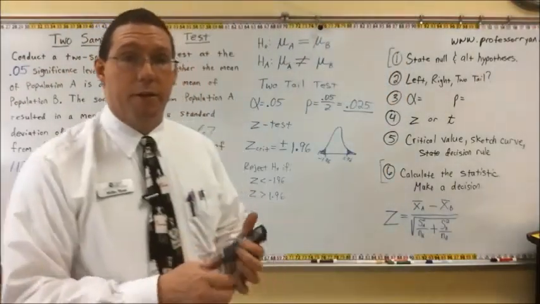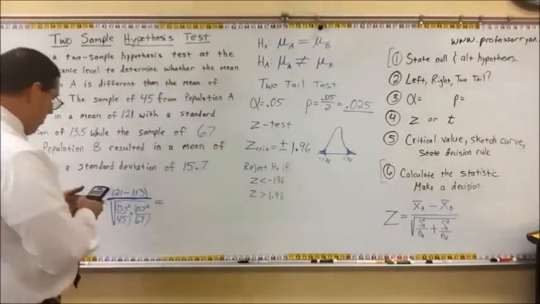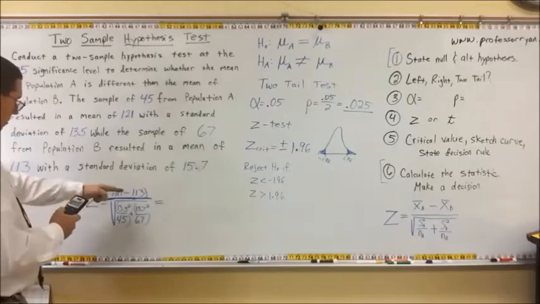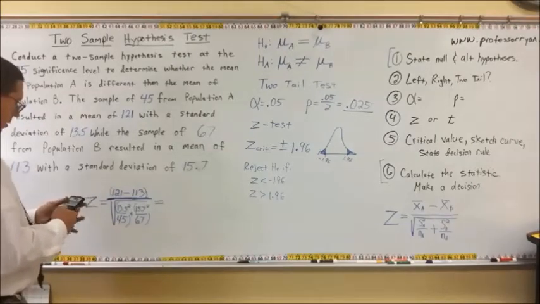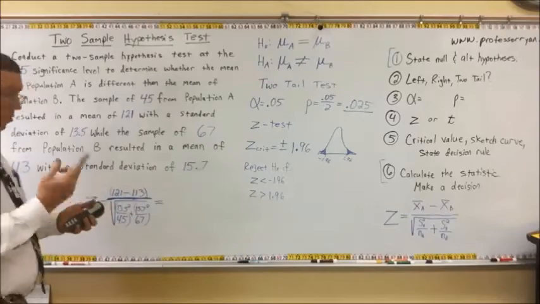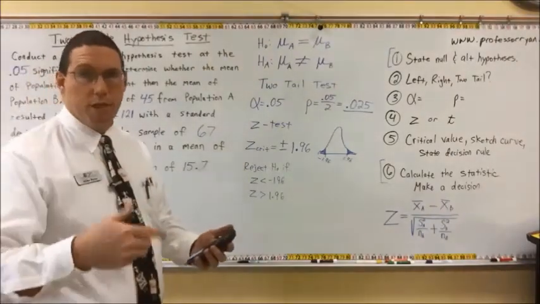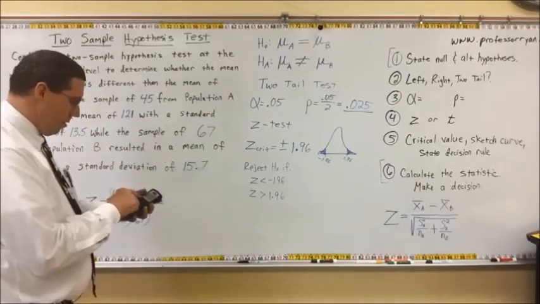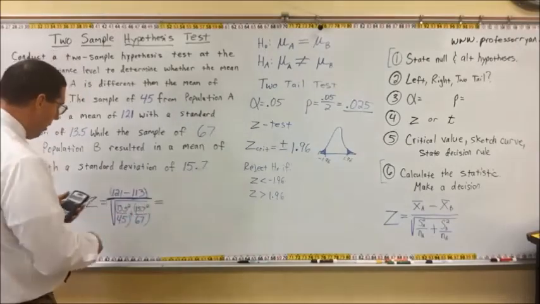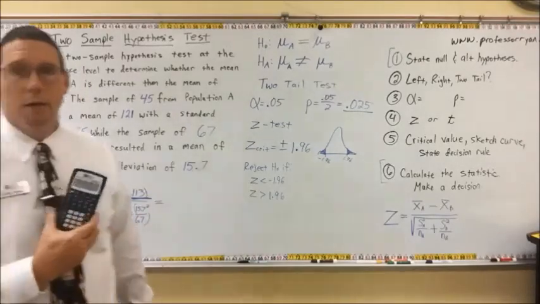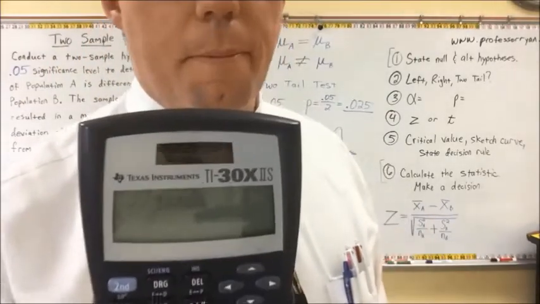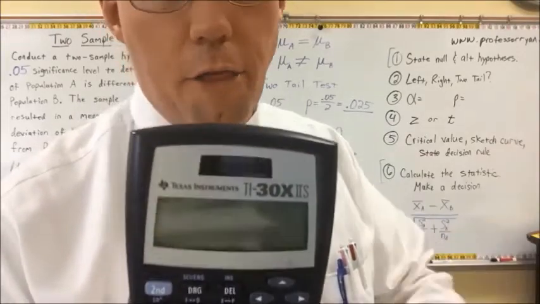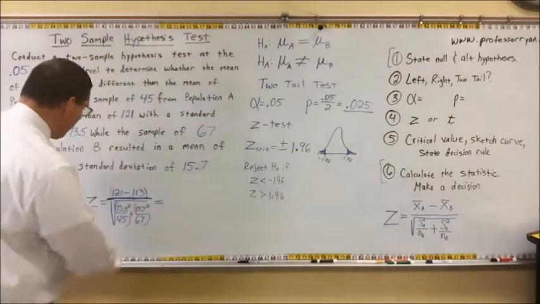So I have a scientific calculator right here. And so I'm going to key in parenthesis 121 minus 113 close parenthesis divided by the square root of. So I'm going to hit second square root of. Now in my calculator, when I press the square root button, it opens up a parenthesis, but that parenthesis belongs to the radical. I'm now going to open up another parenthesis that belongs to this fraction right here.